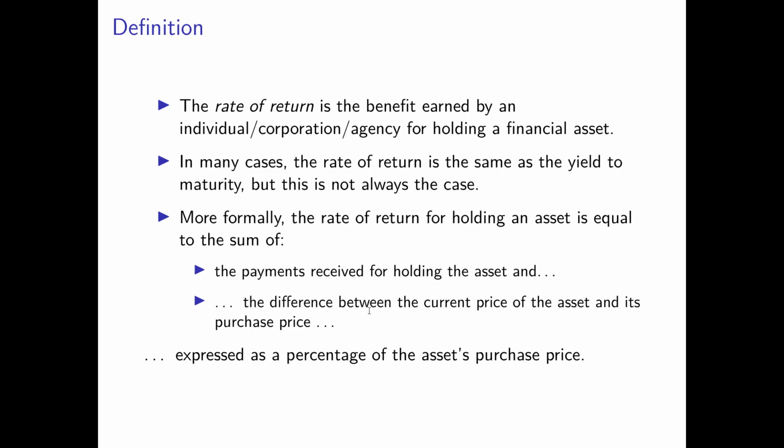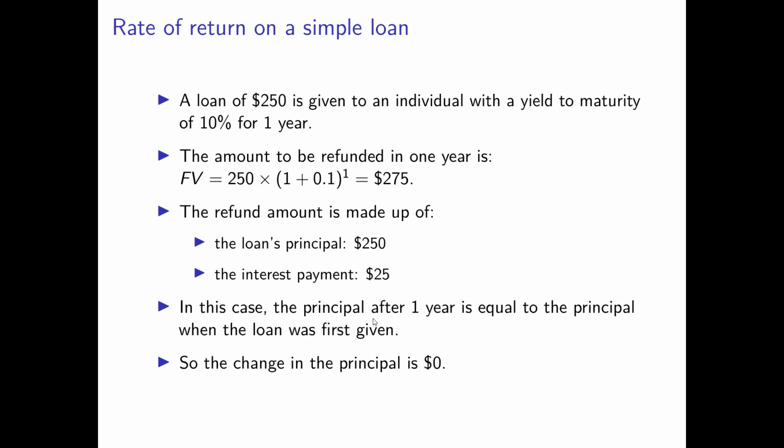But the second element that needs to be added as well is the difference between the current price and the purchase price. In other words, if you purchase the hen for $500 and now the value of the hen is $600, that increase in the value of the hen, besides the golden eggs, has to be accounted for, has to be also included when computing the rate of return. So this is, in simple terms, what the rate of return is.